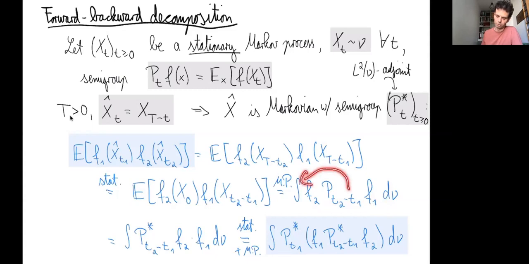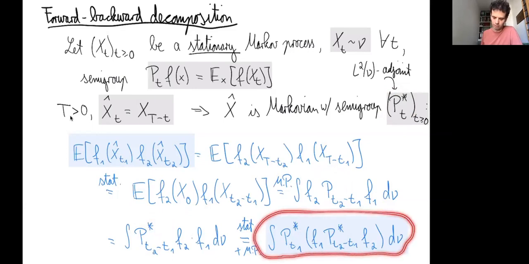Now we pull this over. And that's the definition of the adjoint. We pull it over onto here, we get P star. And now we use, again, the stationarity and the Markov property to see that we have this relation here.